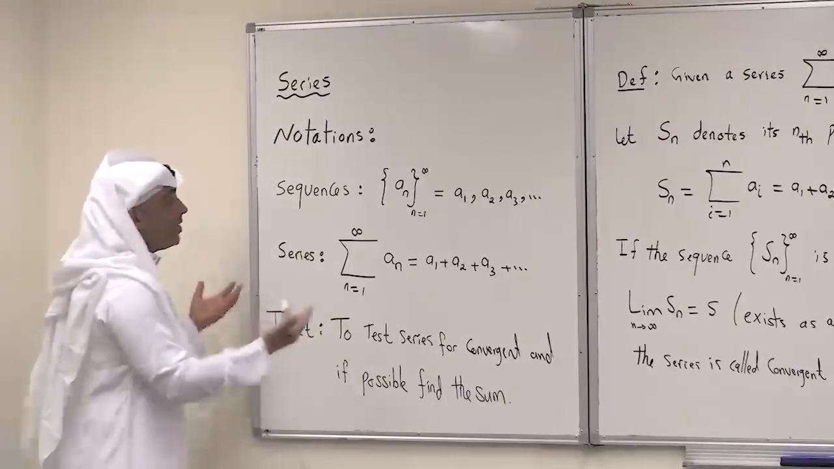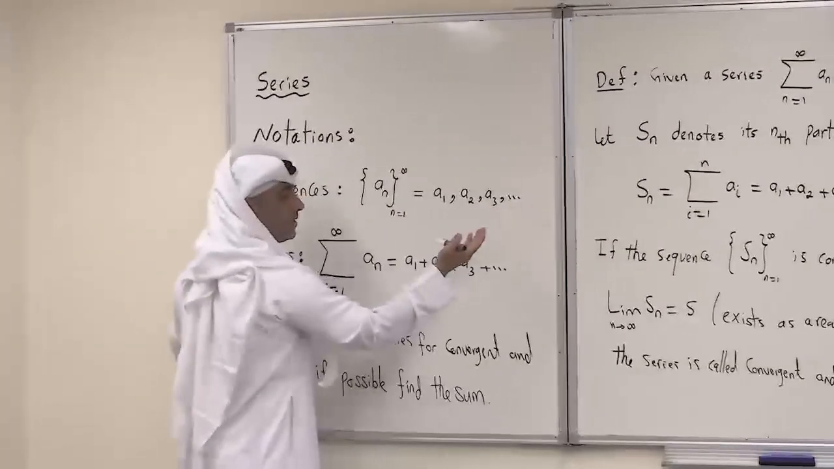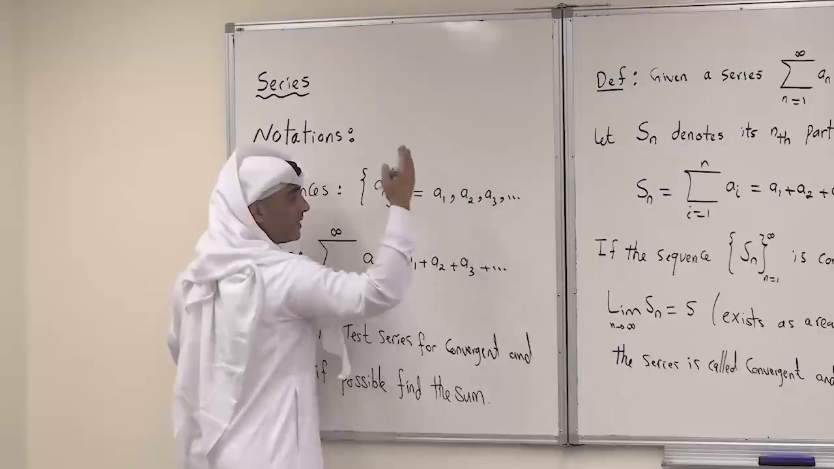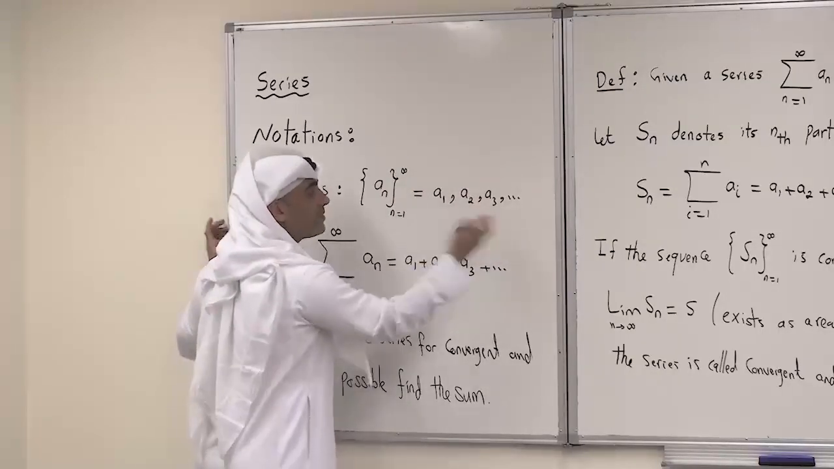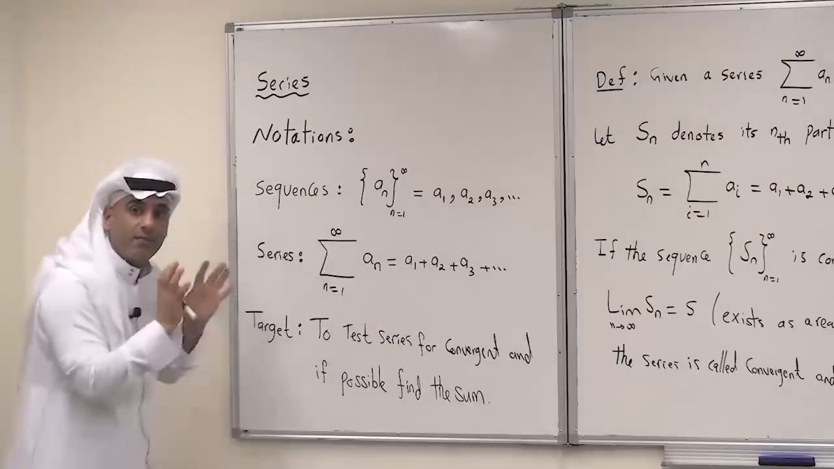Okay, we know what is the meaning of convergent sequence. What is a sequence actually? A sequence is just a list of numbers written in definite order. So it is A1, A2, A3. It's like readings. We have the first reading, the second reading, third reading, etc. This is what we discussed before.